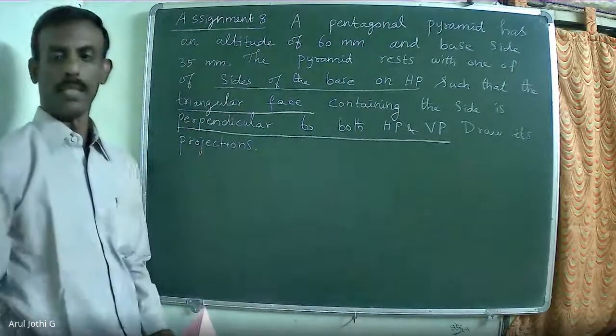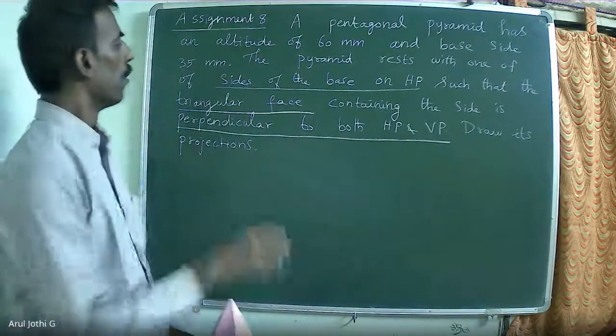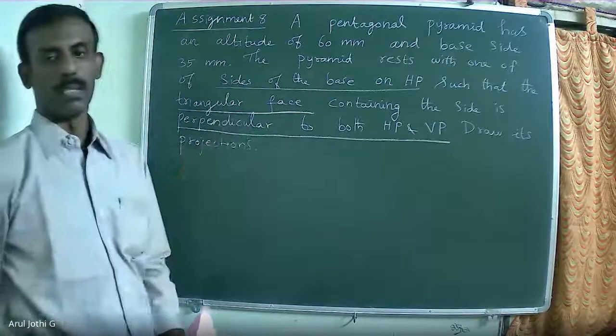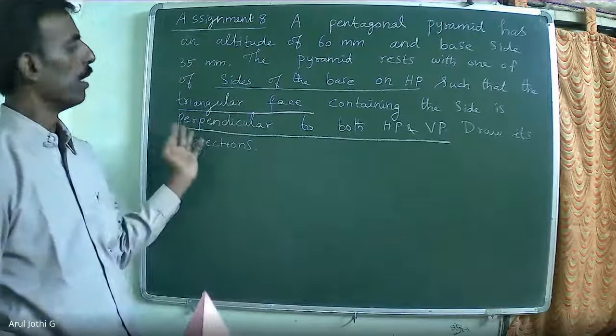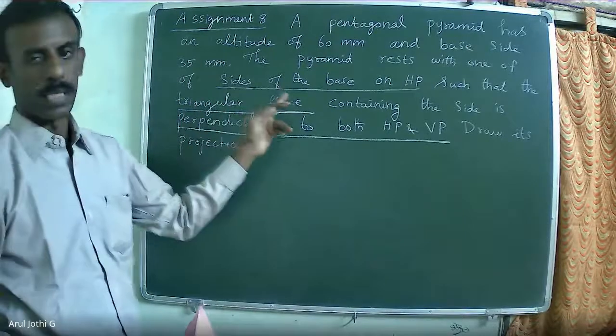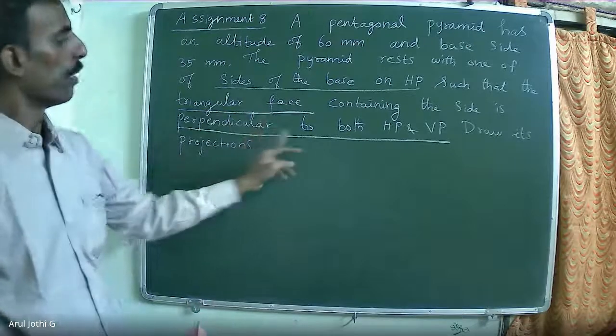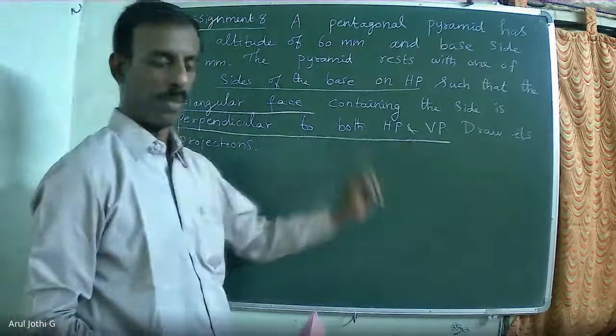So here the axis inclination is not given. One of the sides of the base is resting on HP. What is given here? The resting side has one triangular face, and that triangular face is perpendicular to both HP and VP.